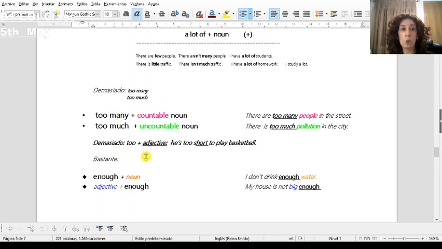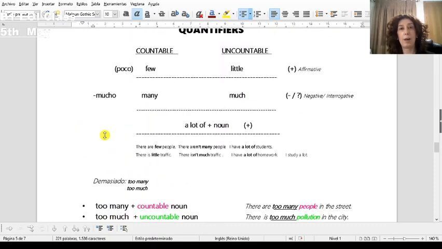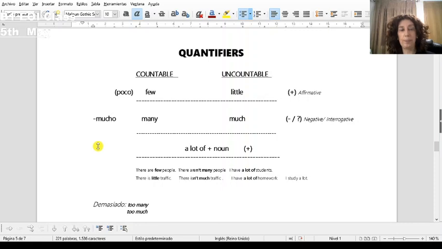Demasiado es too más adjetivo, o too many, too much más sustantivo. And here you have countable or uncountable. Then, this is the explanation. Tinc l'explicació, doncs ho enviaré per mail perquè ho tingueu davant i fer exercicis. And now, let's put into practice Grammar Bank.